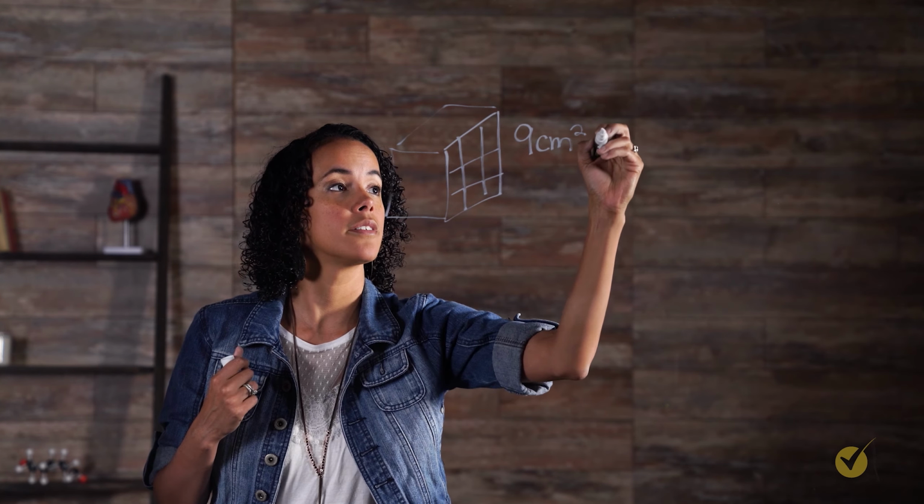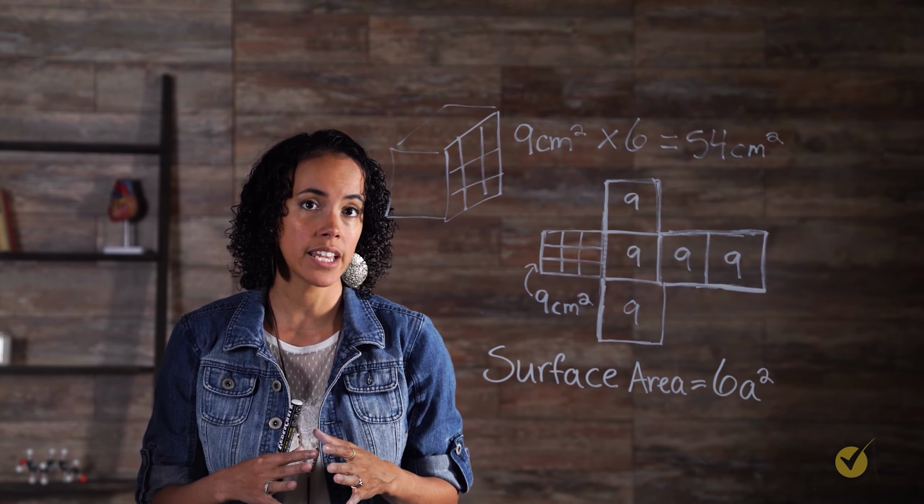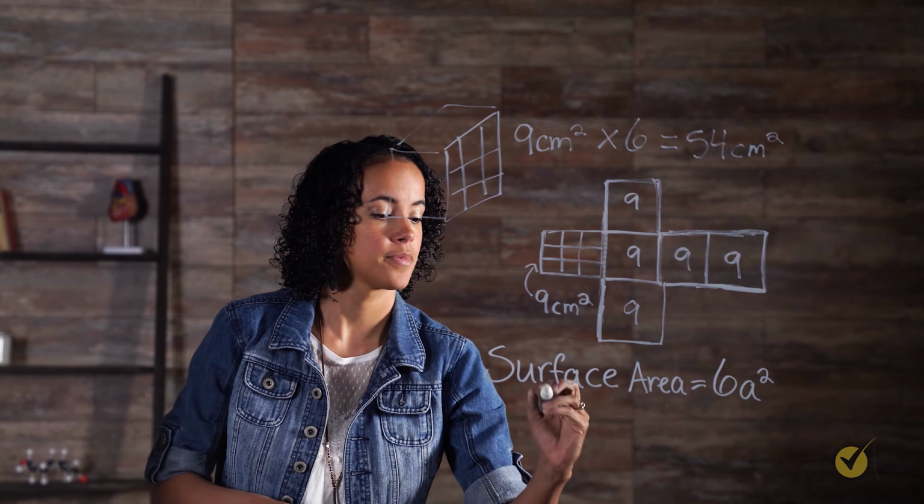equals 6a squared. The 6 represents the number of sides of the cube, and the a squared is the area for each side. We can confirm that this works by plugging in our edge length like this, and then evaluating the expression. We need to remember to use the order of operations and apply the exponent before we multiply. If we do so, we see that we correctly figure out the surface area of 54 square centimeters for our cube.